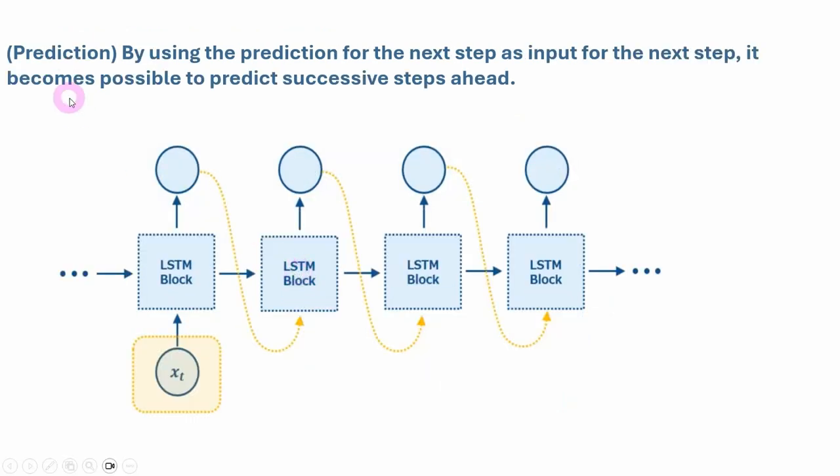Here's the key idea. If you input the first data point, the LSTM can predict the next step. Then, you take that prediction and use it as the input for the next time step. By repeating this, you can predict step by step, many steps into the future. That's the basic method.